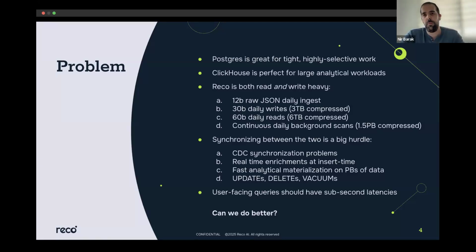So why ClickHouse? Basically, Postgres, I'm not going to go over the differences in database. I'm assuming most of you know the gist of the difference between OLTP and OLAP databases. So Postgres is basically great for needle in a haystack kind of work, like finding a specific ID in a specific table, or doing very selective aggregations and transaction work and stuff like that. It's fantastic.